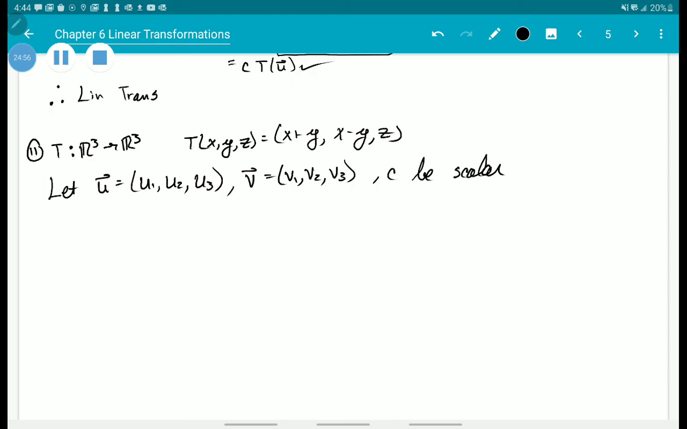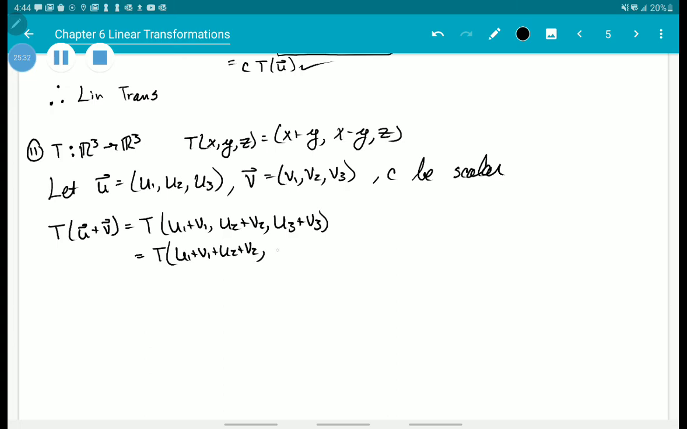And then a scalar value. I'm just going to use c. So T of u plus v. So transformation of u1 plus v1, u2 plus v2, u3 plus v3. So this says first component plus second component, first component minus second component, and then third component.